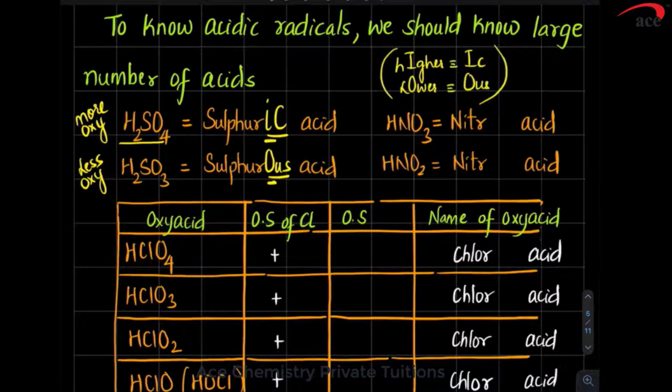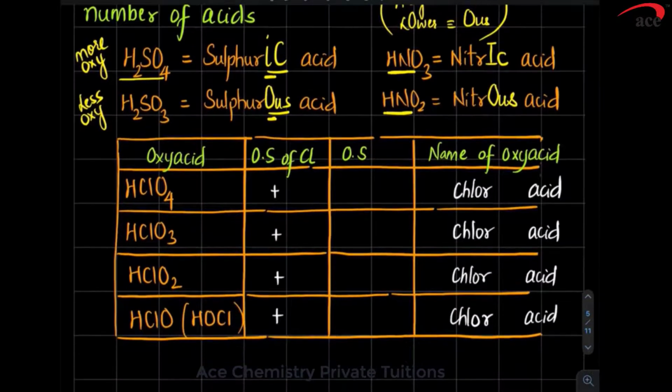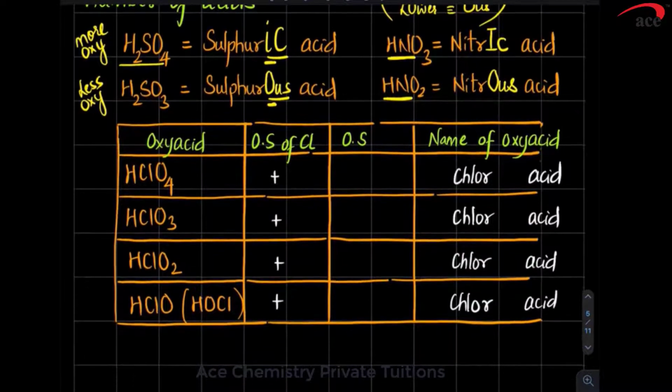So sulfuric acid, sulfurous acid. While this acid contains more oxygen than this one, nitric acid. While this contains lesser oxygen, nitrous acid. So nitric acid and nitrous acid. Similarly, oxy acids of chlorine we like to learn. Now there is a different perspective.